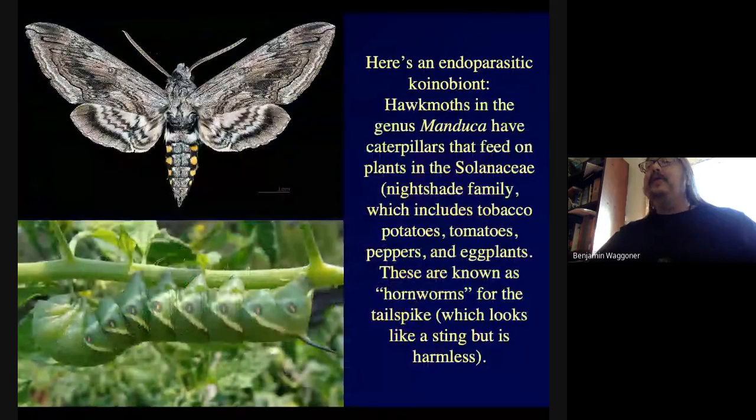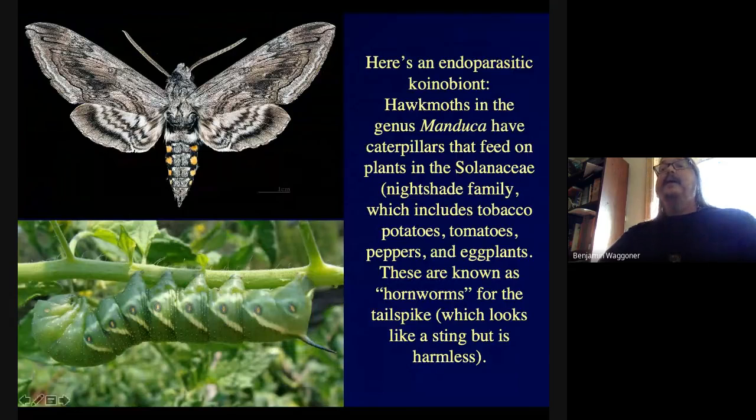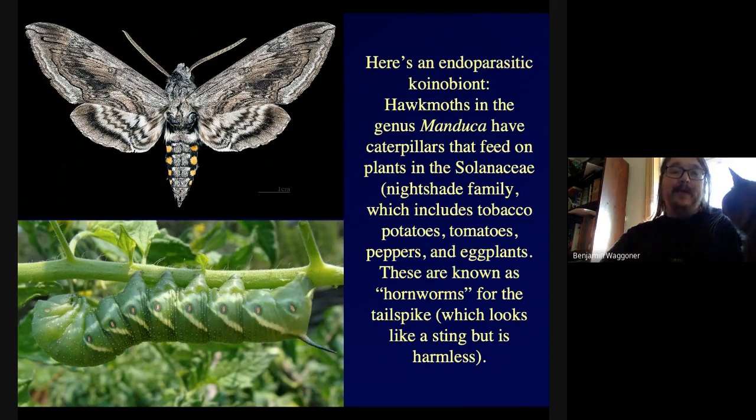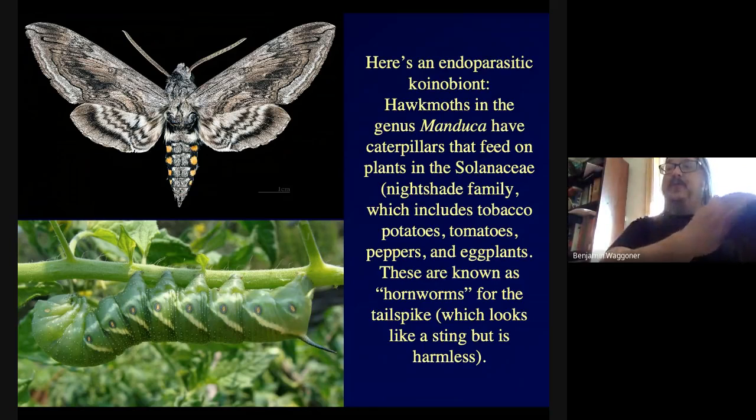Okay. Here's an example of an endoparasitic koinobiont. This is a hawk moth, genus Manduca. Rather attractive moths, but they've got caterpillars that feed on plants in the plant family Solanaceae, aka the nightshade family. That includes tobacco. It also includes potatoes, tomatoes, peppers, and eggplants. And the caterpillars are known as hornworms.